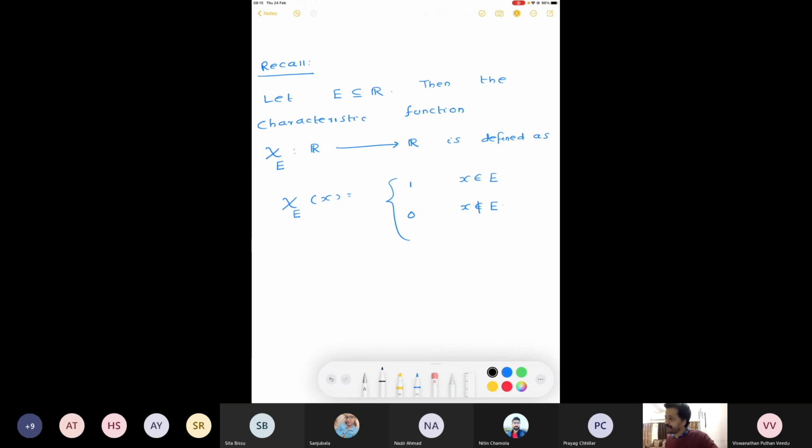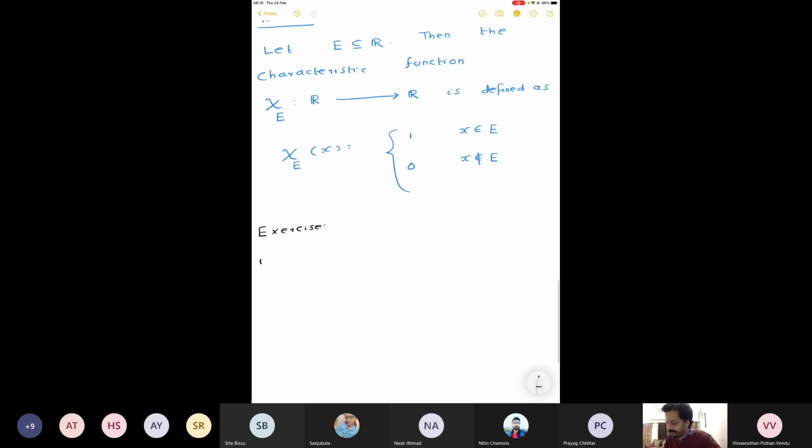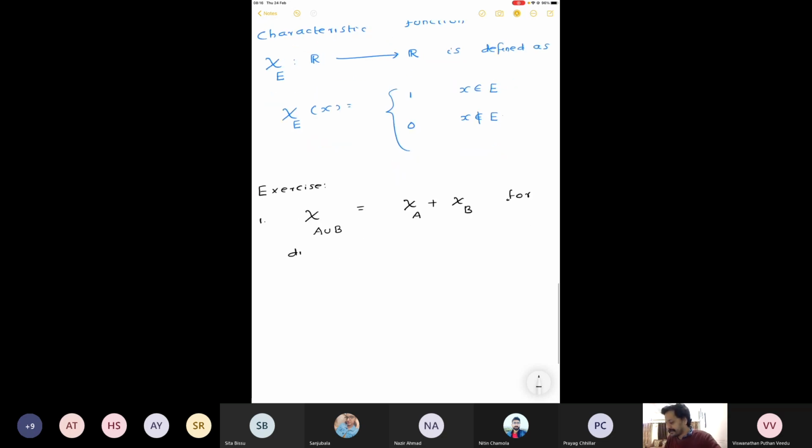Now let me give you a few simple exercises based on the characteristic function. They all will follow from the definition. One: chi of A union B, the characteristic function of the union of two sets, is equal to the characteristic function of the first set plus the characteristic function of the second set, provided these two sets are disjoint, for disjoint sets A and B.